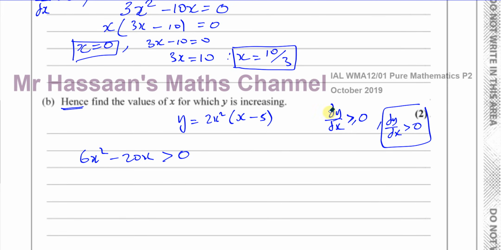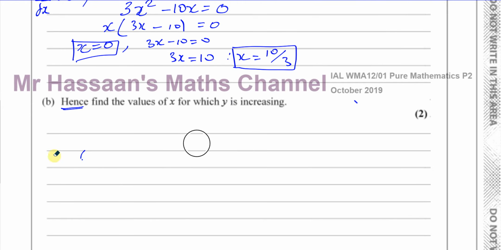So it's something important. It's only worth 2 marks as well. Hence basically is using these 2 answers. Now, how can we use these answers to work out whether it's increasing? Well, there's 2 ways, and the simplest way, which I think is the way that they intended in this question, is for you to understand that the original curve is a cubic curve.